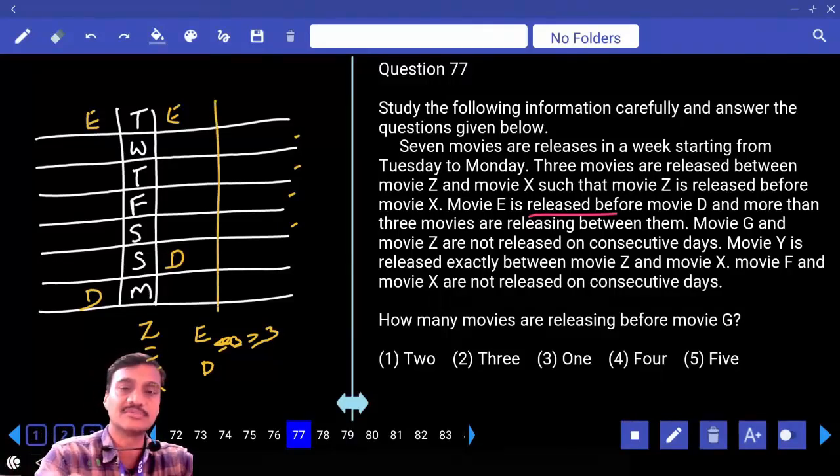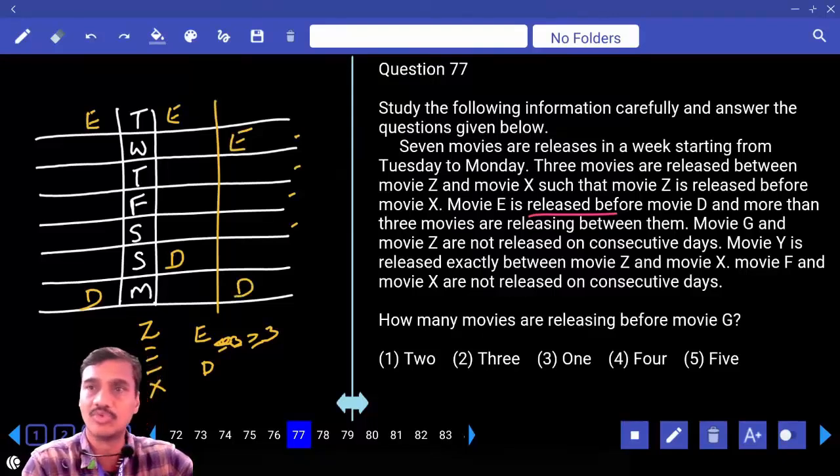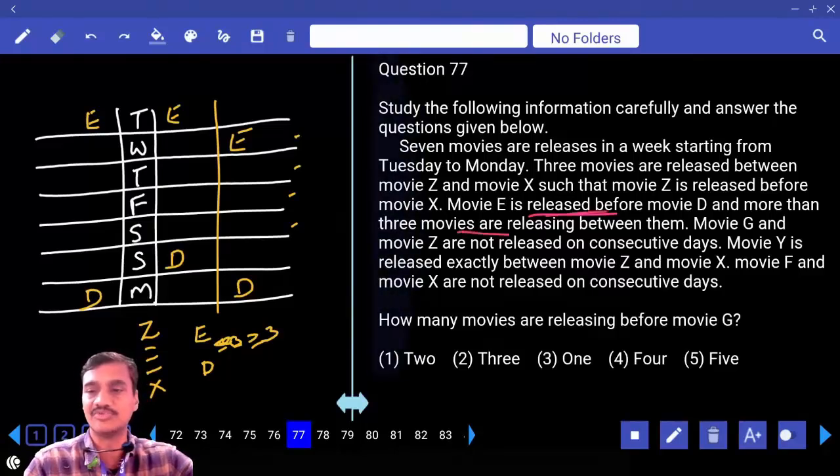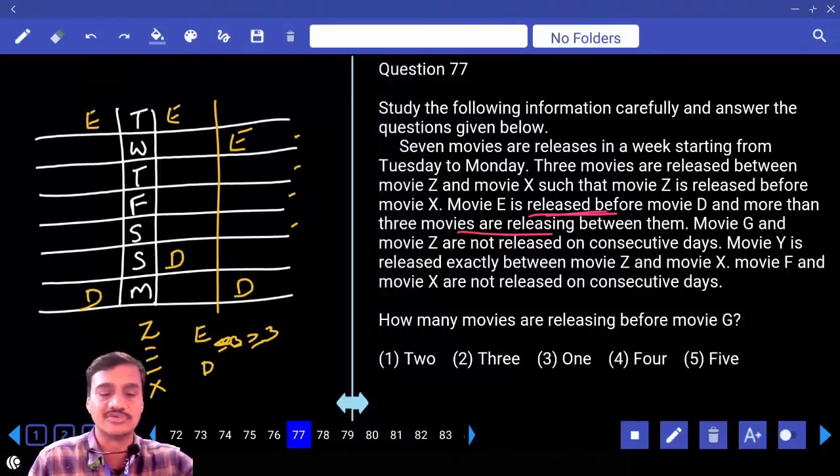Now it can also be like this: wherever E is, D will be here, with more than 3 in between E and D. All together we have 3 different possibilities. And next one, E released before D and more than 3 movies releasing between them. Movies G and Z are not released on consecutive days.